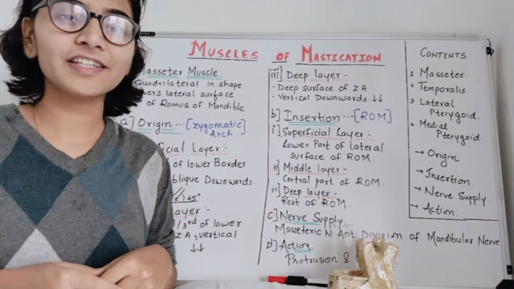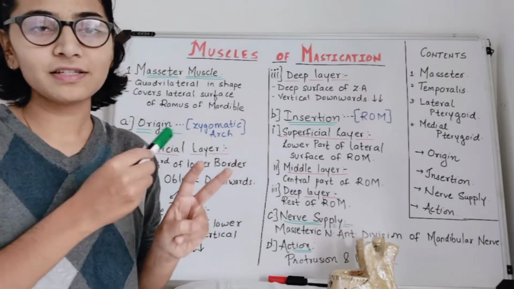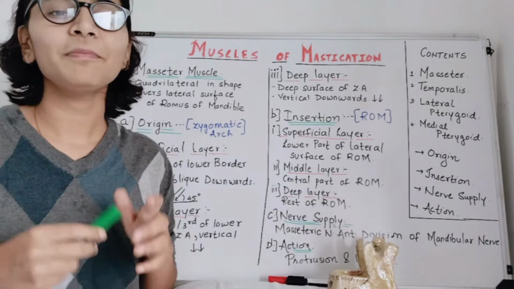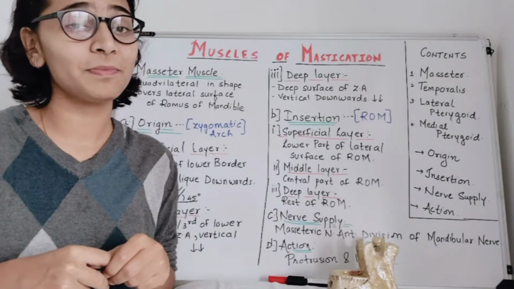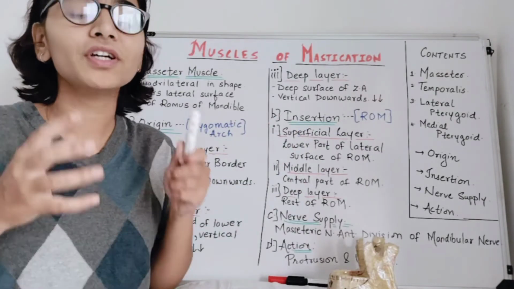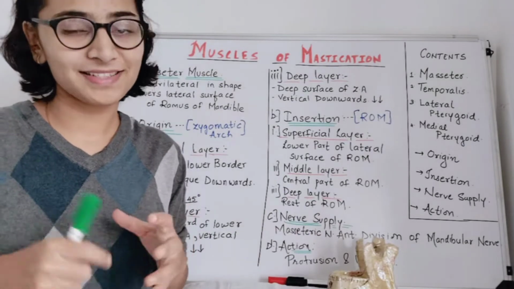So before starting with each one of these, let me tell you the two common things in the muscles of mastication. All are supplied by the mandibular nerve. Mandibular nerve is the branch of trigeminal nerve. The next common thing is these muscles of mastication have the common insertion, that is the mandible. So let's start with the masseter muscle.